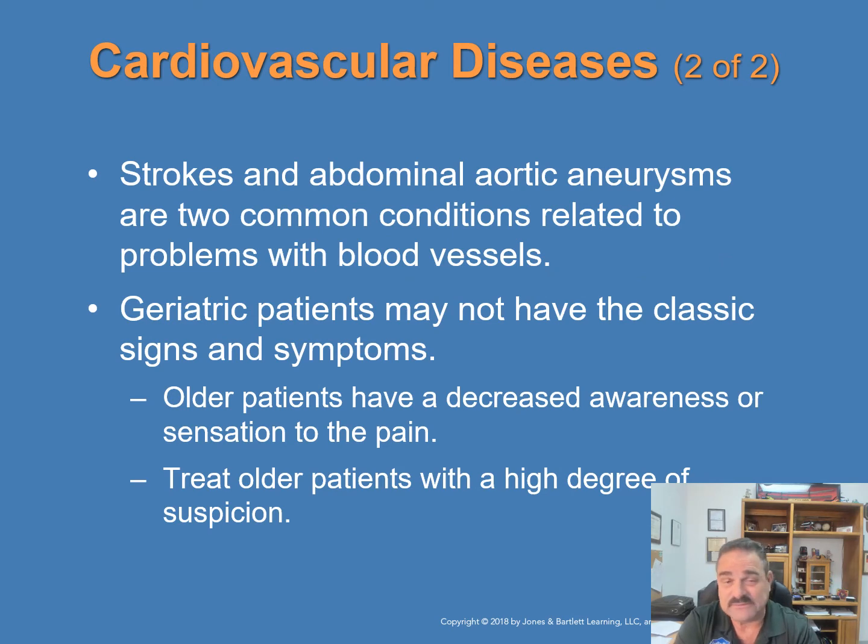Strokes and abdominal aortic aneurysms go along with this. They're two common conditions related to problems with those blood vessels. Geriatric patients may not have the classic signs and symptoms. As you remember, older patients have decreased awareness and sensation of pain because of that neuropathy that we were talking about earlier. So treat older patients with a higher degree of suspicion.